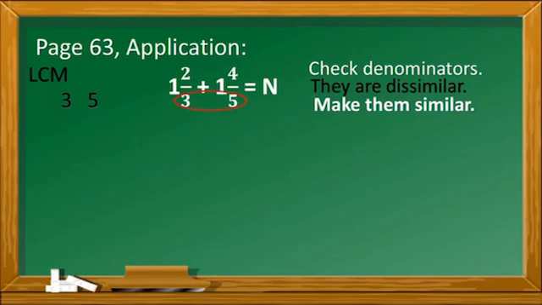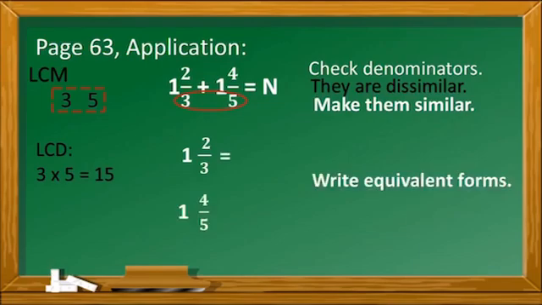Since 3 and 5 do not have a common factor, we can use these numbers to find the LCD or the least common denominator for the given fractions. 3 times 5 equals 15. We write the equivalent forms before we add. Then, for 1 2/3, we copy only the whole number 1. Then, we write the LCD or the least common denominator 15.